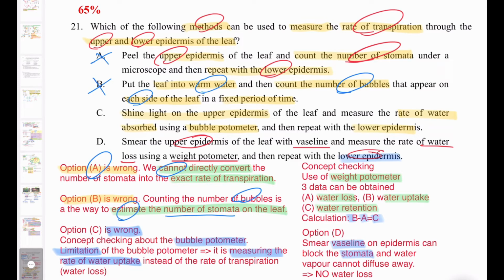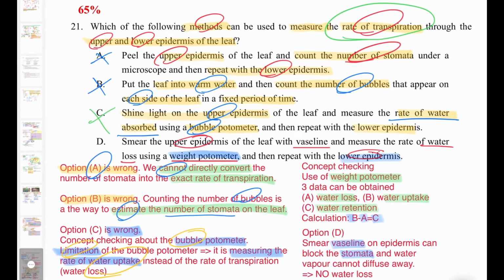And for option C, we shine the light on the upper epidermis and then use the bubble potometer to measure the rate of water uptake from the plant. So option C is actually testing the concept about the bubble potometer. We all know that the limitation of the bubble potometer is that it is just a way to measure the water uptake, but not the water loss. But in the question, we are asking for the water loss, transpiration, right? So that's why it's absolutely not a method.